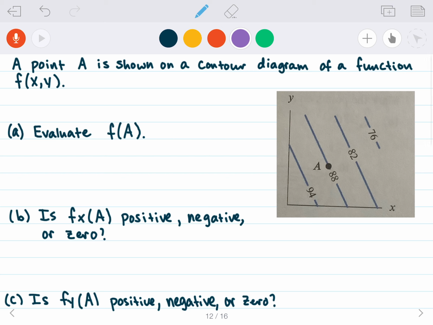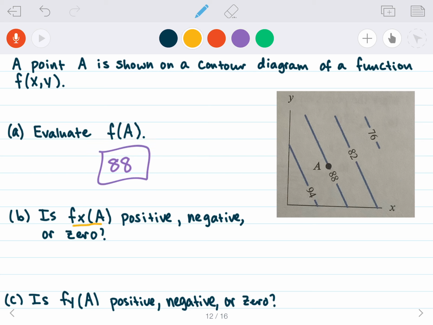Let's look at another example. And I encourage you guys to pause the video and see if you can do this one. Okay, so we have a point A on a contour diagram. We want to first evaluate f of A. So what is our z value when our inputs correspond to A? Well, we can see that A is going to lie on the z equals 88 line. So that is our answer. f of A is 88.